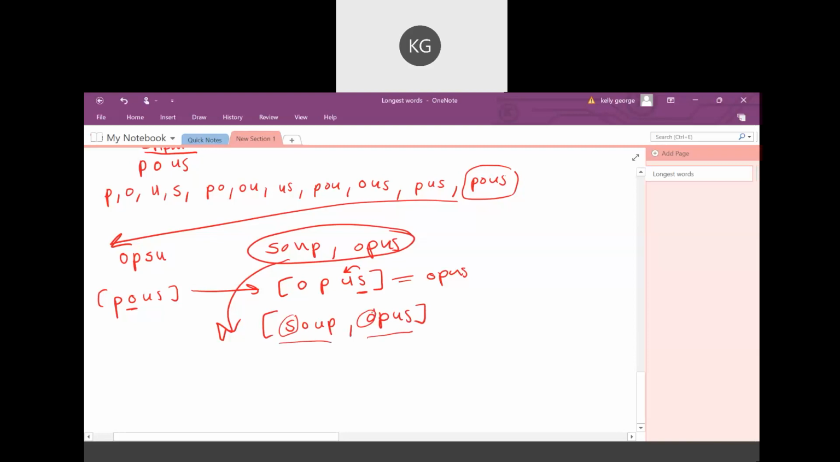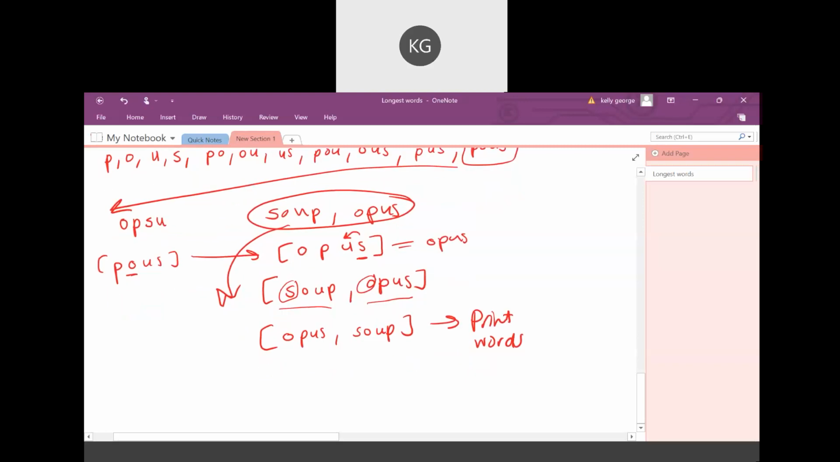So in this case, if we did the same insertion sort except with words, then opus would come before soup and you would switch them. And now you can print the words and have it print in alphabetical order.